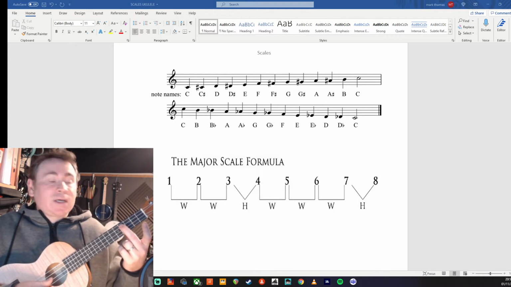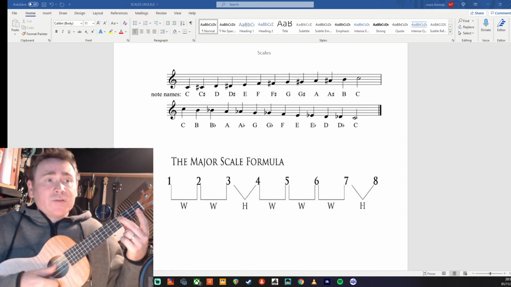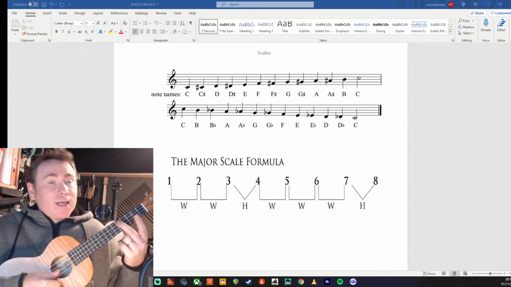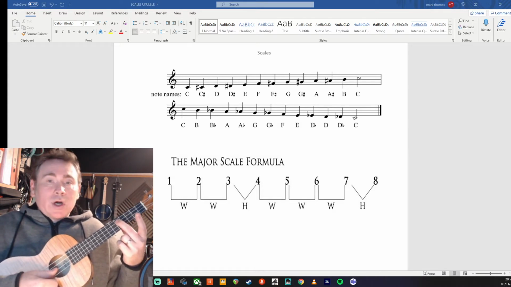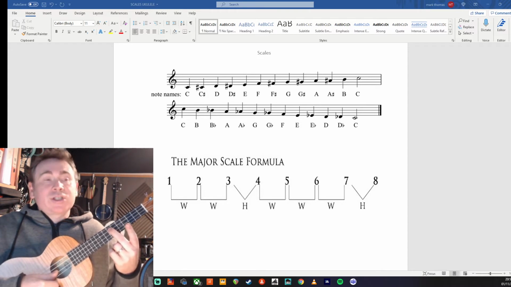So our 3rd note of the scale is E. And then we're going to go to the 4th note of the scale, which is a half step. For this, we only go up 1 fret, E goes to F. Then we're going to go up a whole step again, which is 2 frets, F, F sharp, G.